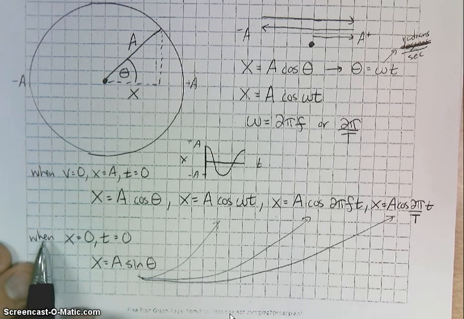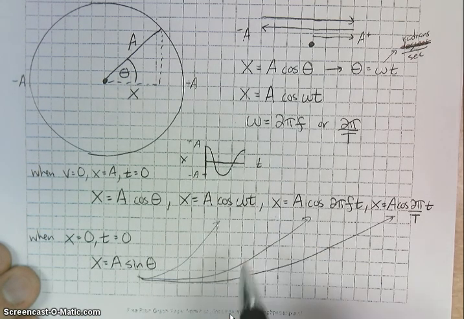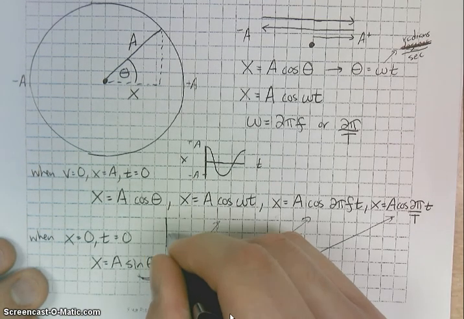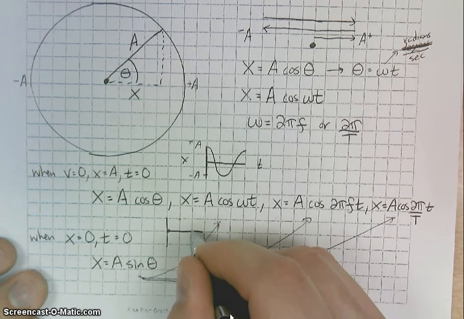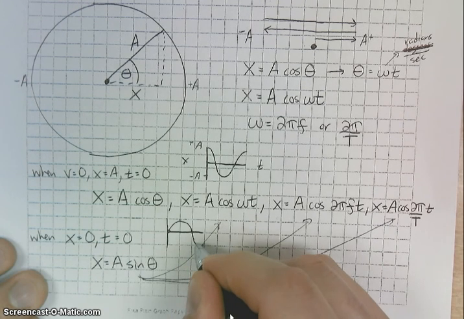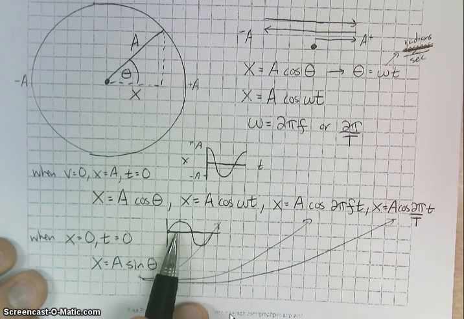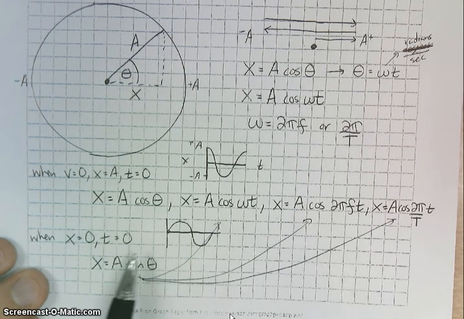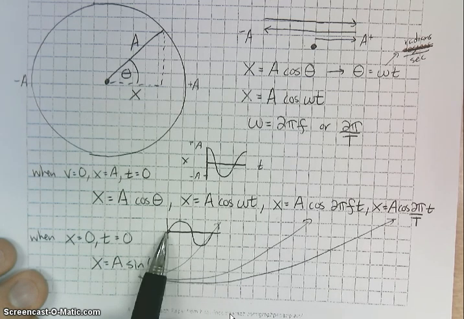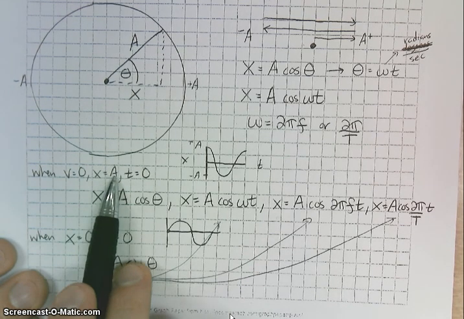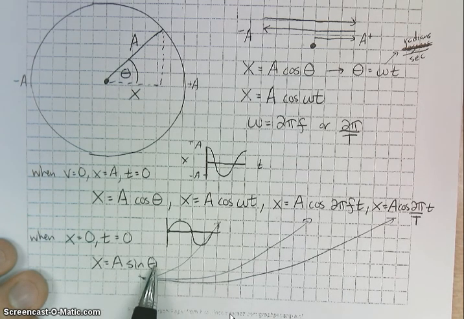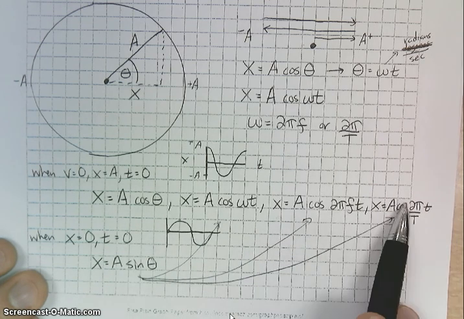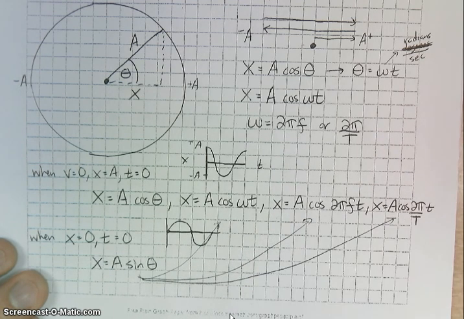Something else to think about: what if it isn't this particular shape of graph? What if I make a graph where we start at time 0, we're at position 0? And you get a graph that looks more like this. Well, this looks like a sine wave. So if your position is 0 at time 0, as opposed to if your position is at A at time 0, then the function switches. So the position would be a sine of theta. And then, of course, we could repeat all of these with sine instead of cosine.